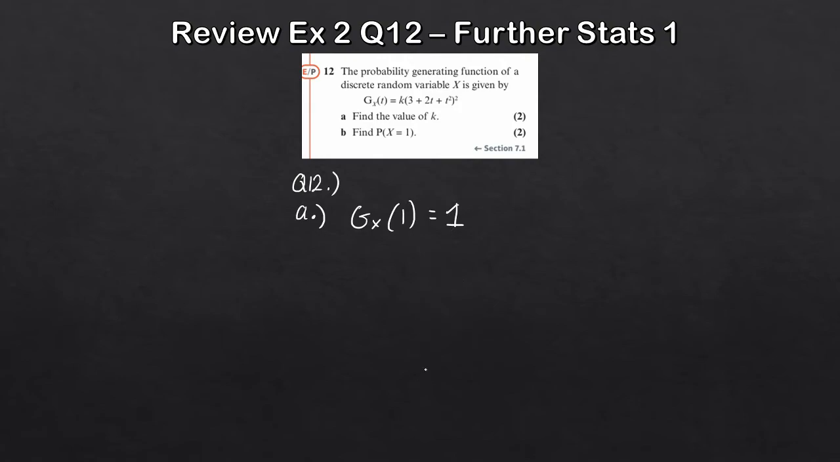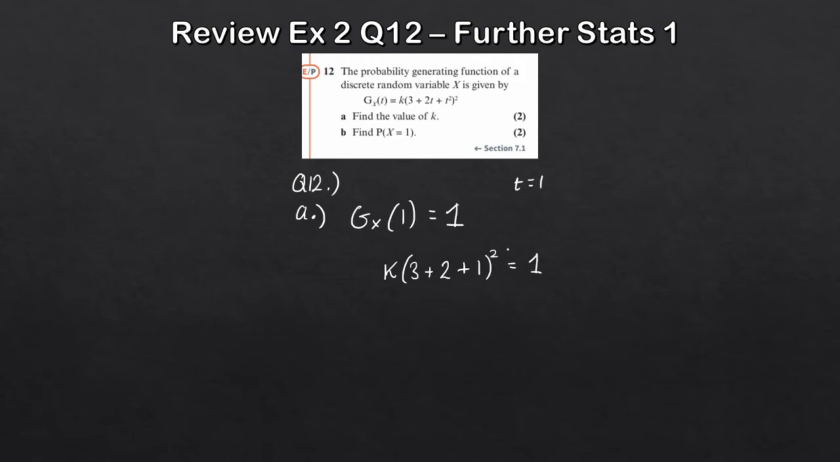Well, we have our probability generating function there. So I sub 1 in, so that's k times (3 plus 2 times 1, because t is 1, plus t squared, so 1 squared, which is 1). This expression squared will be equal to 1. Okay, and like you see, it's pretty much the exact same style as for the discrete random variables.